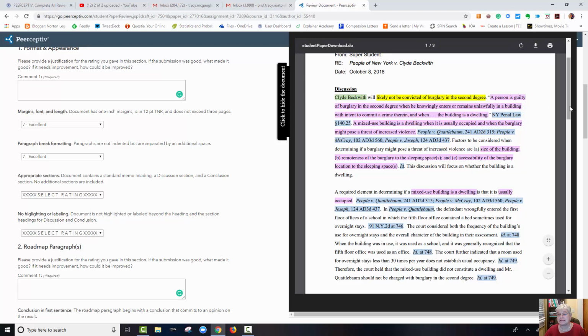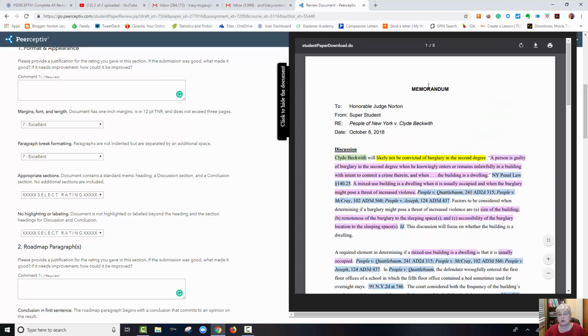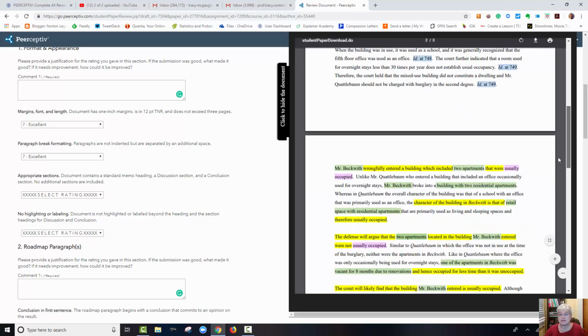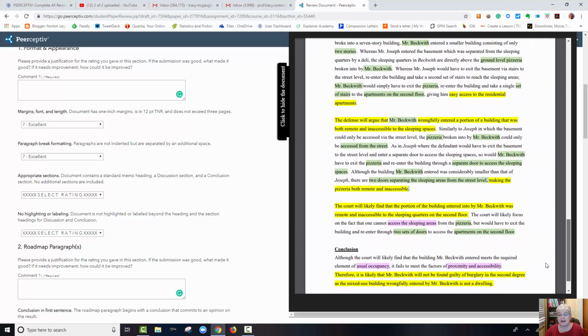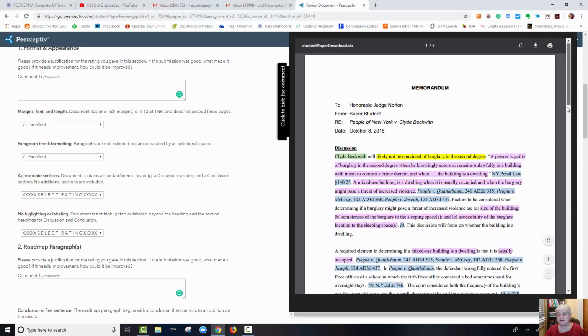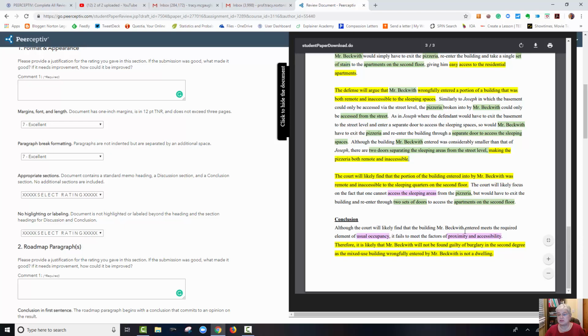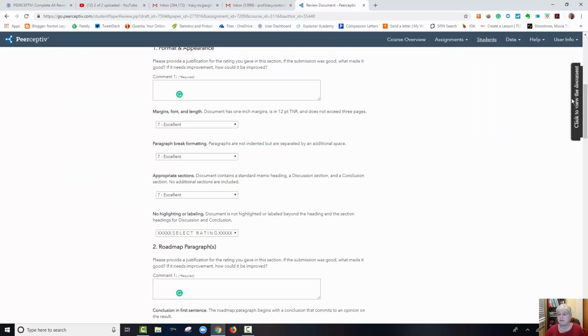The document contains a standard memo heading, so the word memorandum, to, from, RE, and date. A discussion section. This one has a discussion section. And a conclusion section. Let me get to the end again. It has a conclusion section. So this one fits the instruction perfectly.